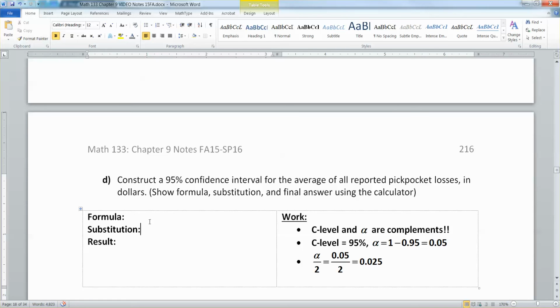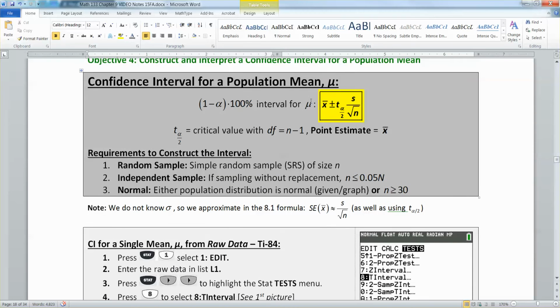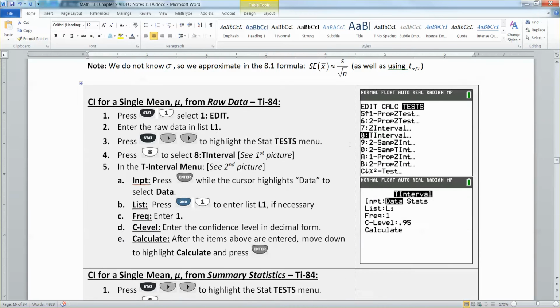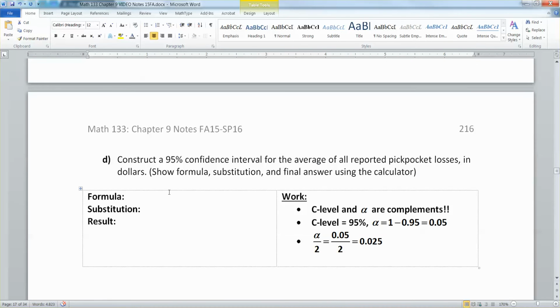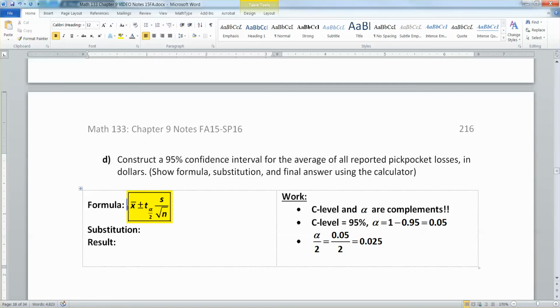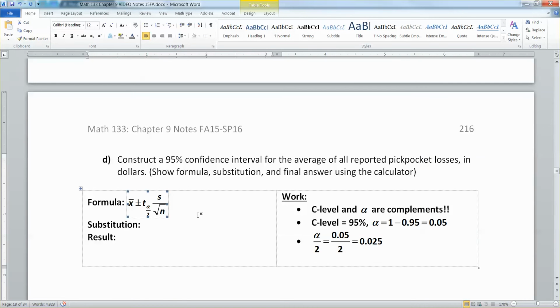Now, why am I doing all of that? Well, because of the formula. The formula, if I scroll back up here and get it, it's x bar plus or minus t alpha over 2. So in order to figure out what t alpha over 2 is, I'm going to need to be able to find alpha over 2, and that's what I'm doing. So I'm using what I know about the confidence level and the alpha to find my t alpha over 2, which is what we just spent a whole page practicing, finding critical t values.